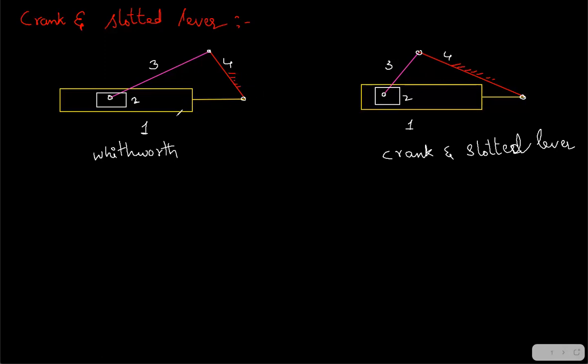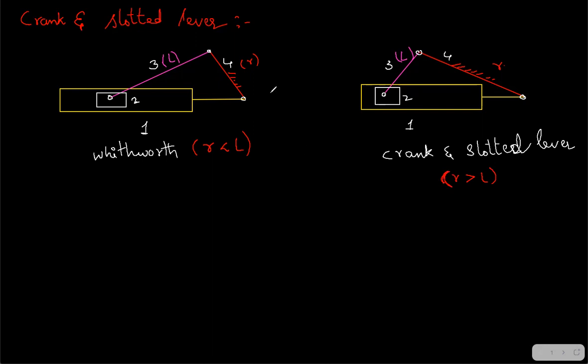But the major difference is that in the Whitworth quick return mechanism, the length of the crank is less than the length of the connecting rod. If this is R, and here also this is R, and this is L, and this is also L, then in one case R is less than L, and in the other picture, R is greater than L. So this is the major difference.